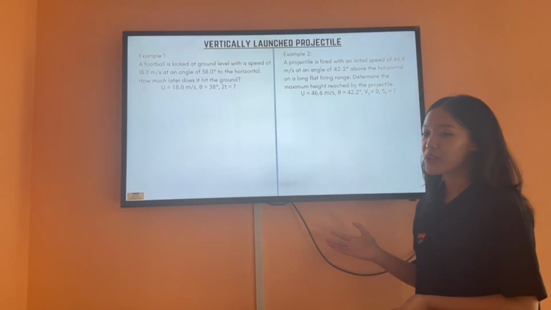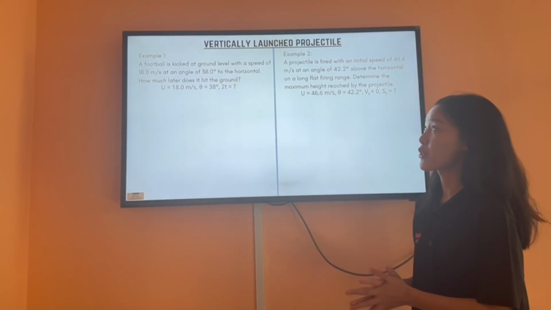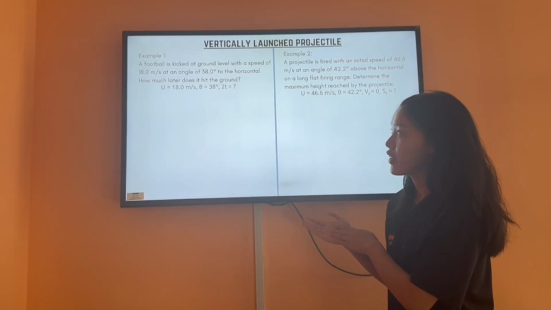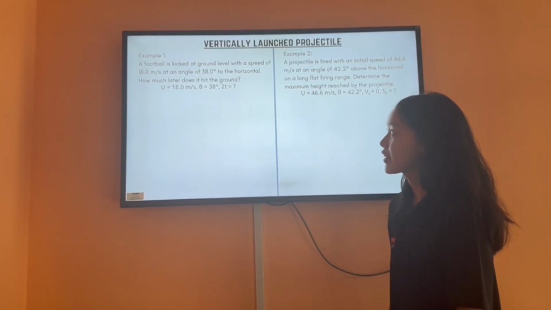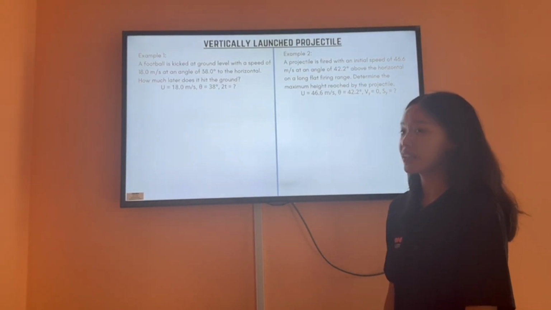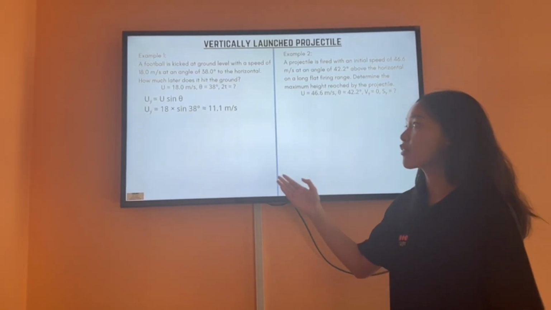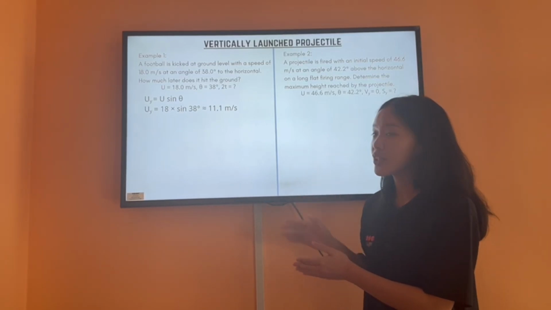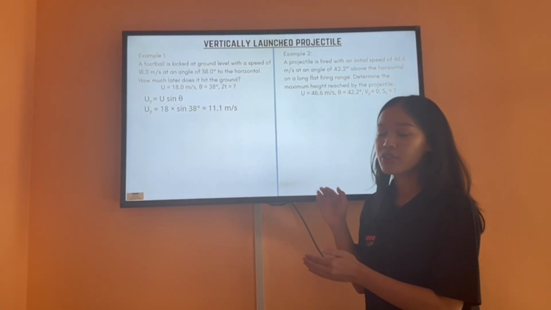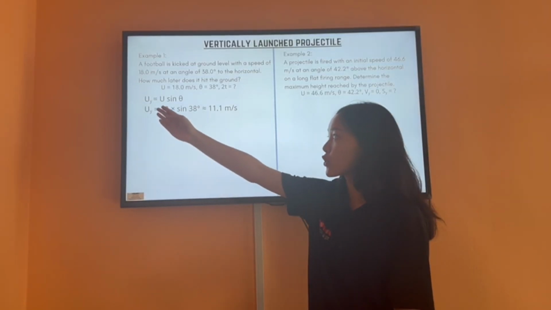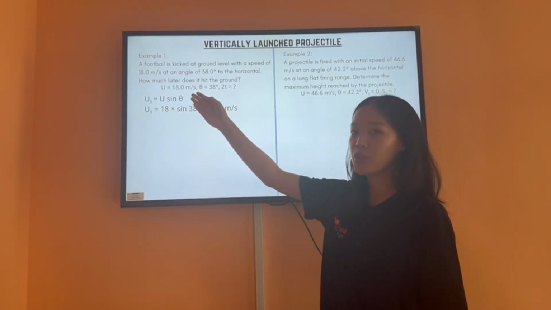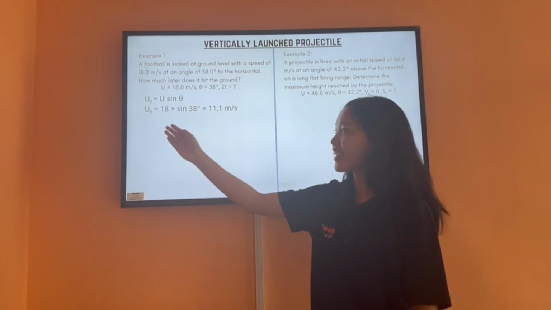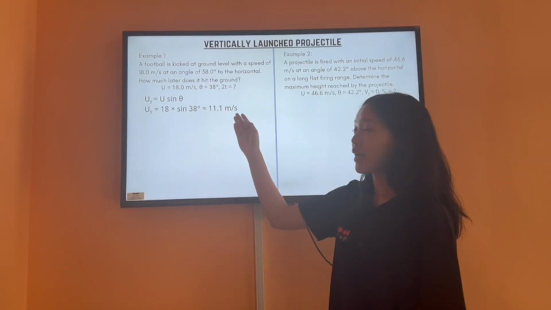Next, we will look at some example questions for projectiles launched at an angle. Example 1: a football is kicked at ground level with a speed of 18 meters per second at an angle of 38 degrees to the horizontal. How much later does it hit the ground? This question is actually asking for the total time of flight. First of all, we need to resolve the initial velocity into its vertical component. So uy equals u sine theta, and we substitute the values that we have listed into this equation. So the vertical velocity is 11.1 meters per second.